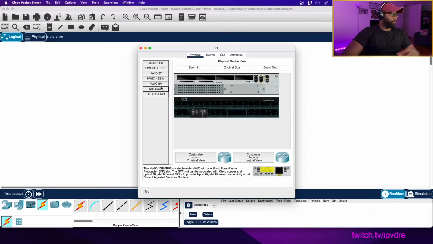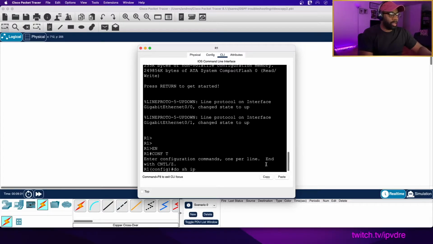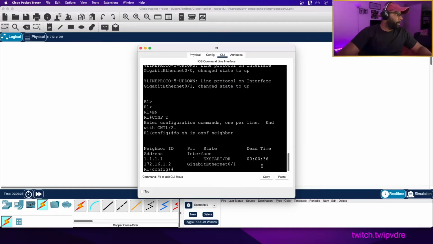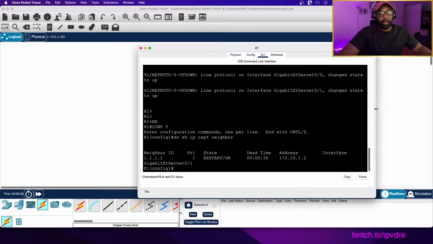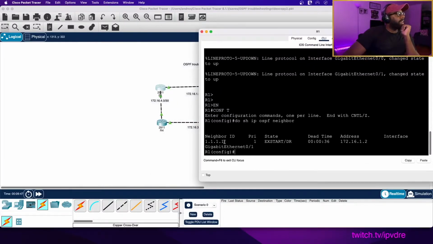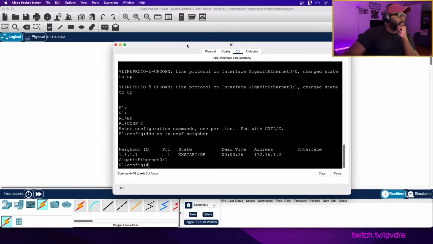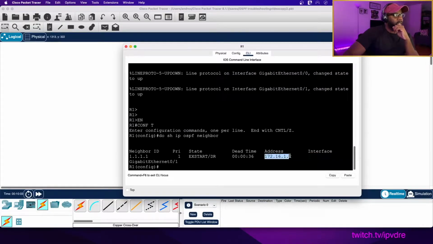So let's start with router 1. All right, so we have router 1, enable, conf t, do show ip ospf neighbor. That's a way for you to verify your OSPF neighborships. What we see here is that we have the router ID 1.1.1.1, priority 1, in an ExStart state with the designated router of 172.16.1.2. Well, the address of that interface is 172.16.1.2, right? It's in an ExStart state. Why? It's stuck there. We've had the routers on for what, 10 minutes now, and it's stuck in an ExStart state. So now we have an issue that we need to investigate.